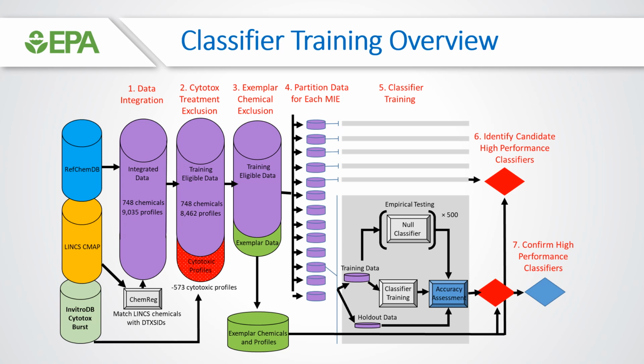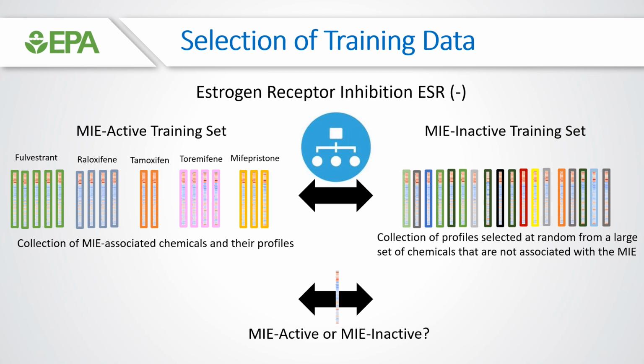The first figure on the poster shows our framework for combining these data sources, filtering to appropriate training data, then training and validating the individual machine learning models for MIE prediction. In particular, we collate multiple transcriptional response profiles for multiple chemicals annotated for the same MIE, in this example, estrogen receptor inhibition. We also randomly select response profiles for other chemicals with no known association to the MIE.